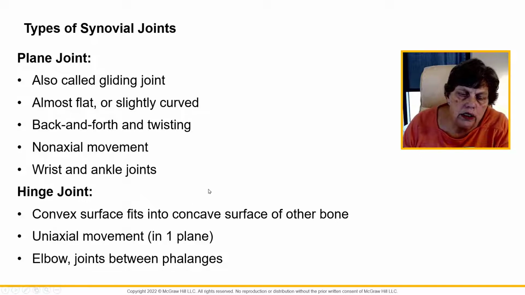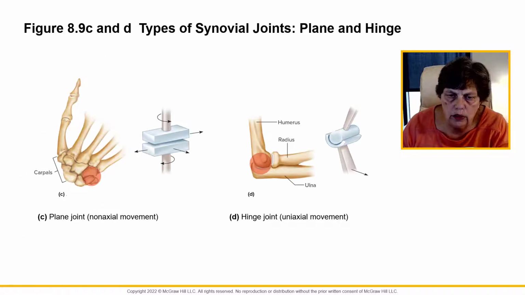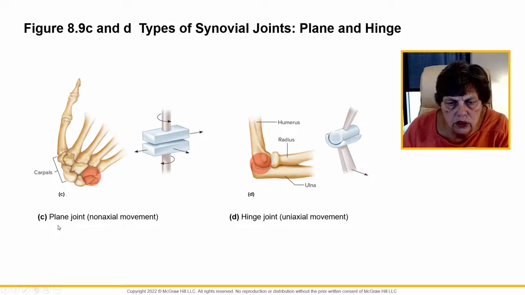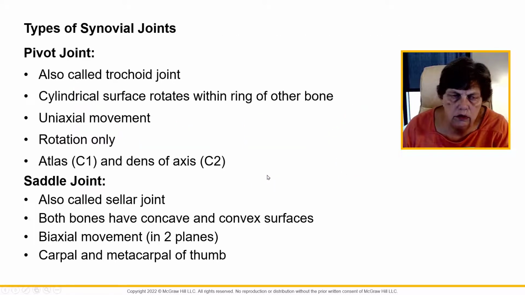The hinge joint is just exactly like a door. I mean, it is a hinge. It is in one plane, like the elbow or the joints between the phalanges that you can move in one way. So you see that plane joint where you can do that movement back and forth, and the hinge joint where you can open and close your fingers or open and close your arm.